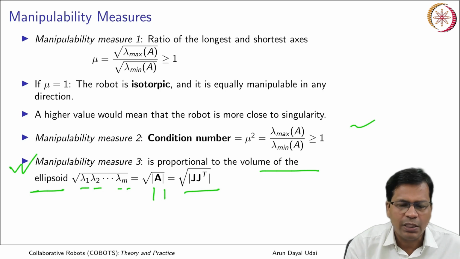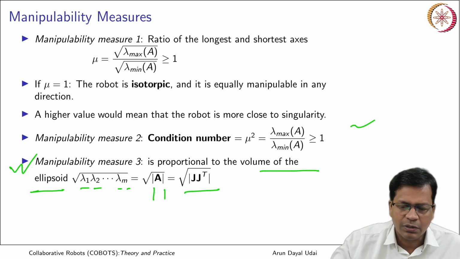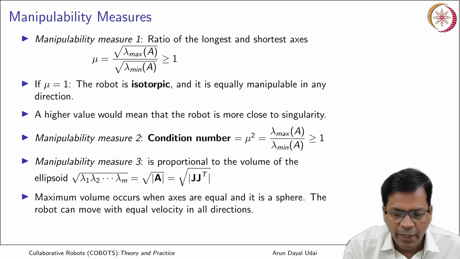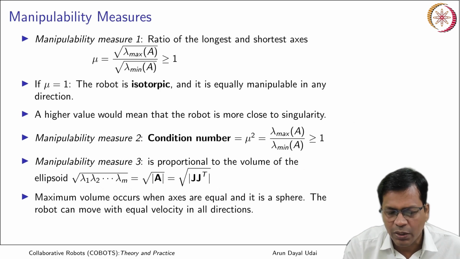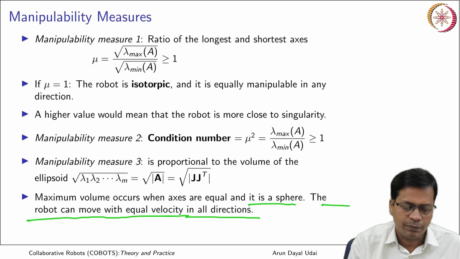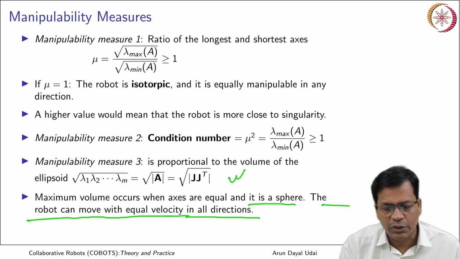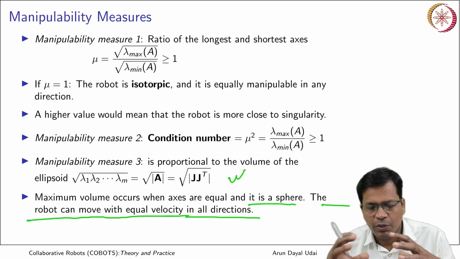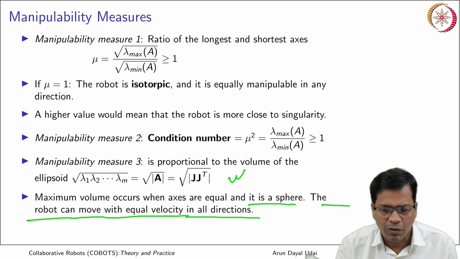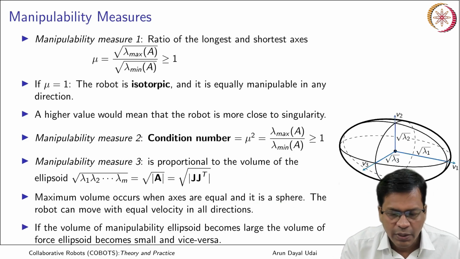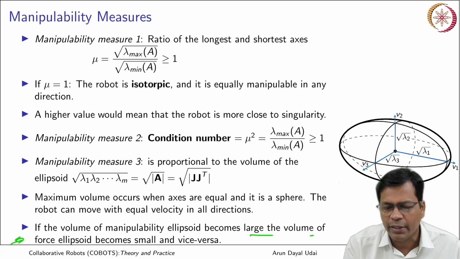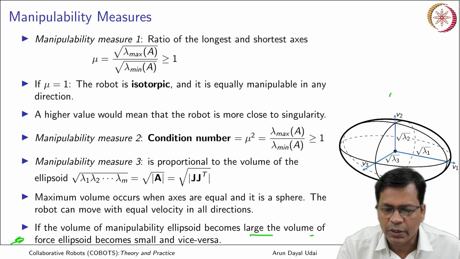So the best one is the sphere. Okay, if it is fully collapsed, then it has the least volume and it is least manipulable. Maximum volume occurs when the axes are equal and it is a sphere. The robot can move with equal velocity in all the directions. Same is true for the force ellipsoid also. If the ellipse becomes a sphere, that means it can apply forces equally along all the directions. If the volume of the velocity ellipsoid becomes large, the volume of the force ellipsoid becomes small and vice versa.